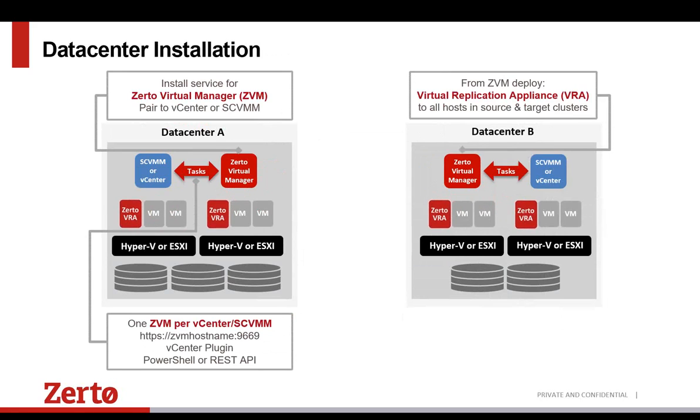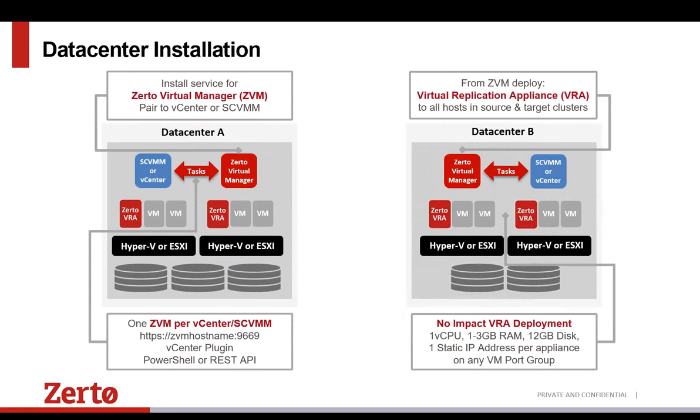From the Zerto Virtual Manager interface, which is where you then manage and deploy your replication, you deploy the virtual replication appliances. And these are installed 1 per host, and we recommend 1 on every host in a cluster so that as you vMotion VMs, we can continue the replication. There's no impact of this VRA deployment, and they're very small in size. There's no maintenance mode required, no downtime. They consume 1 vCPU, a maximum 3 gigabytes of RAM, 12 gig of disk space, and they use 1 static IP address per appliance.